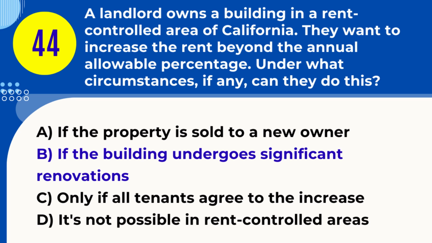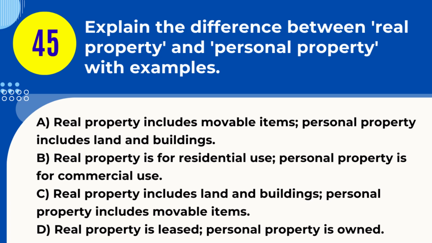Answer: B. If the building undergoes significant renovations. Explanation. In some cases, landlords in rent-controlled areas can increase rent beyond the limit if the building has undergone significant renovations. Question 45. Explain the difference between real property and personal property with examples.